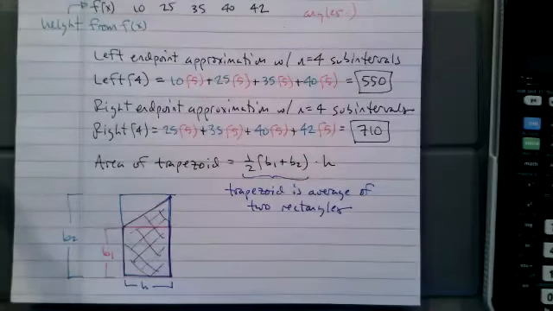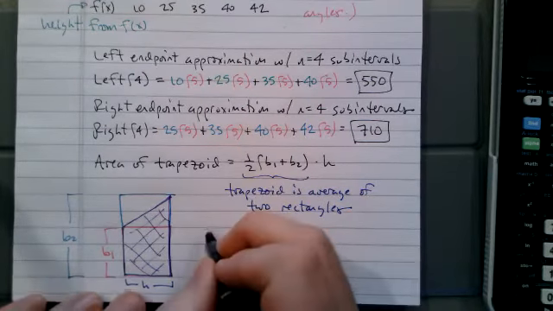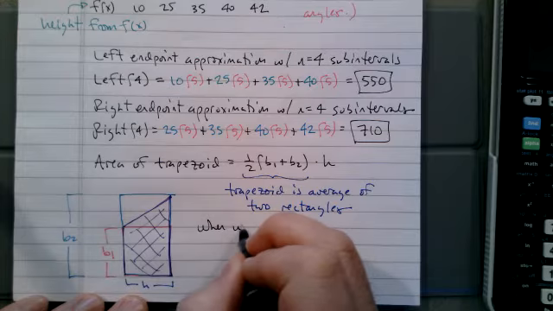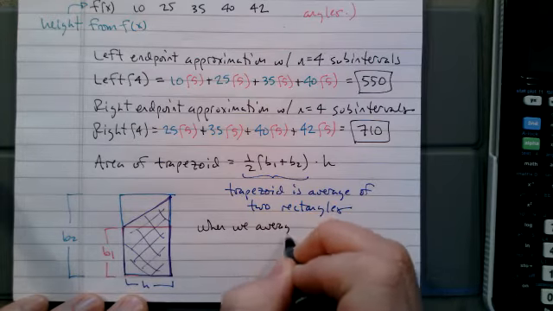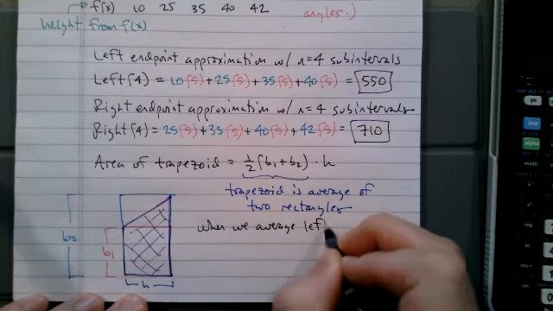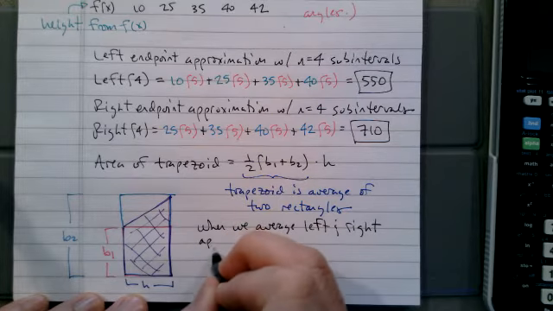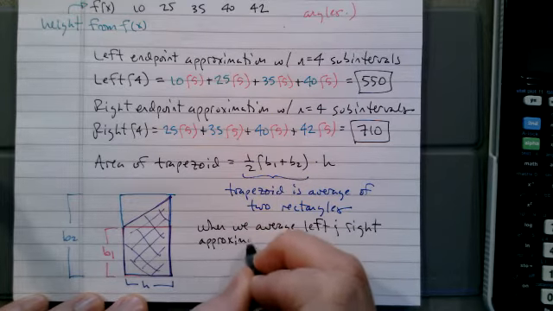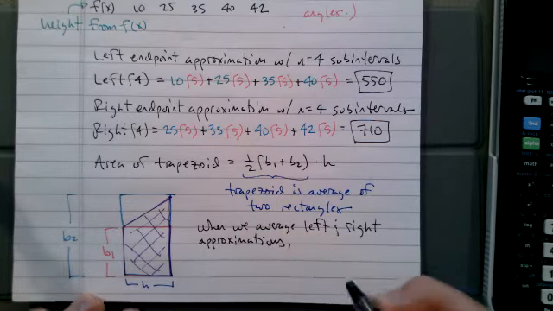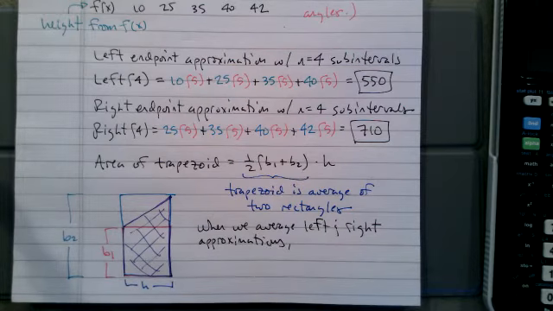So when we average the left and the right approximations, we're using trapezoids to find the area.